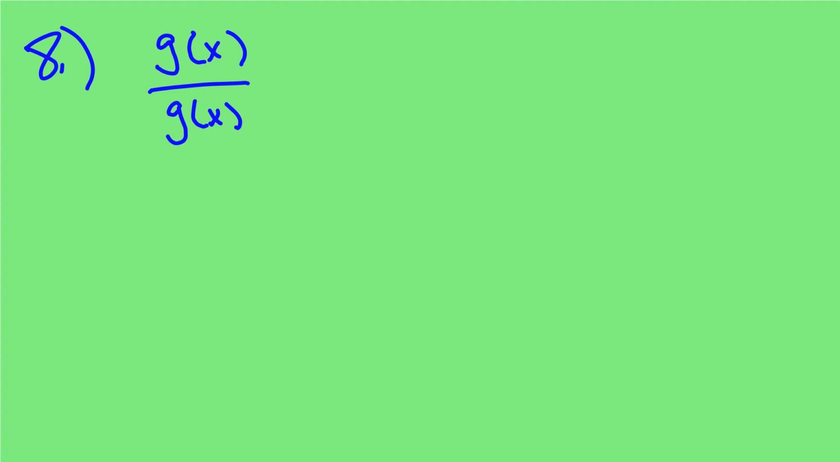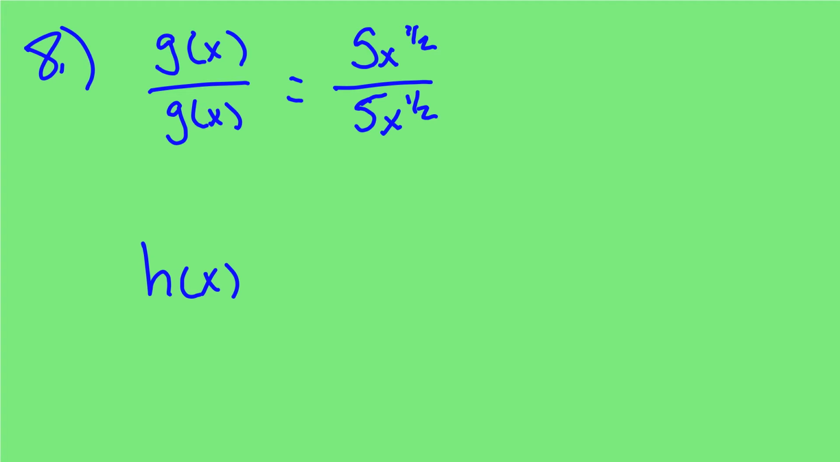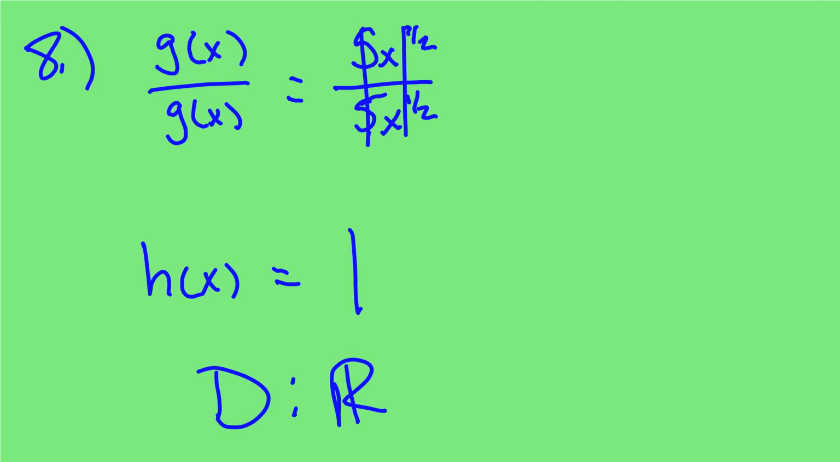Number 8, I have g of x over g of x. So I put 5x to the 1/2 all over 5x to the 1/2. Now, everything cancels, so my new function, because 5 over 5 is 1, and x to the 1/2 over x to the 1/2 is 1, my final function is h of x equals 1. My domain is all the reals, but I started with a fraction.